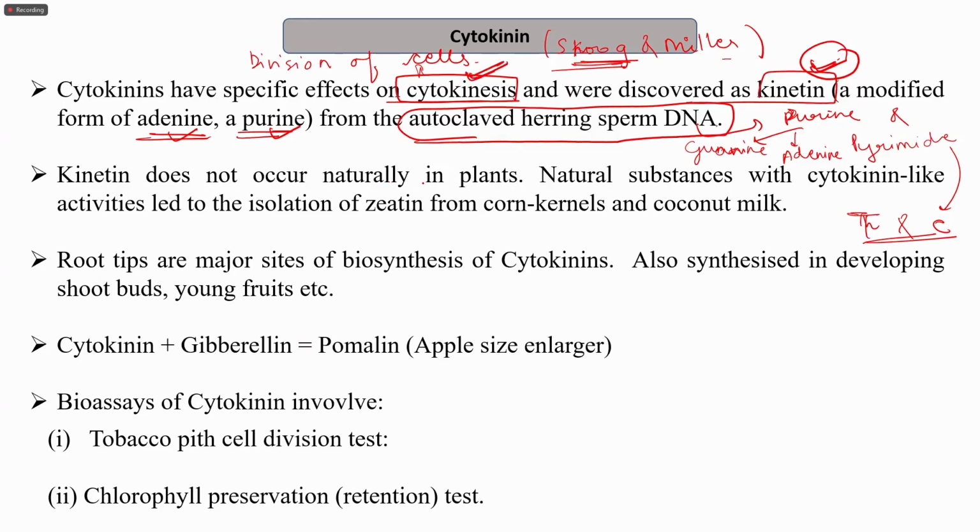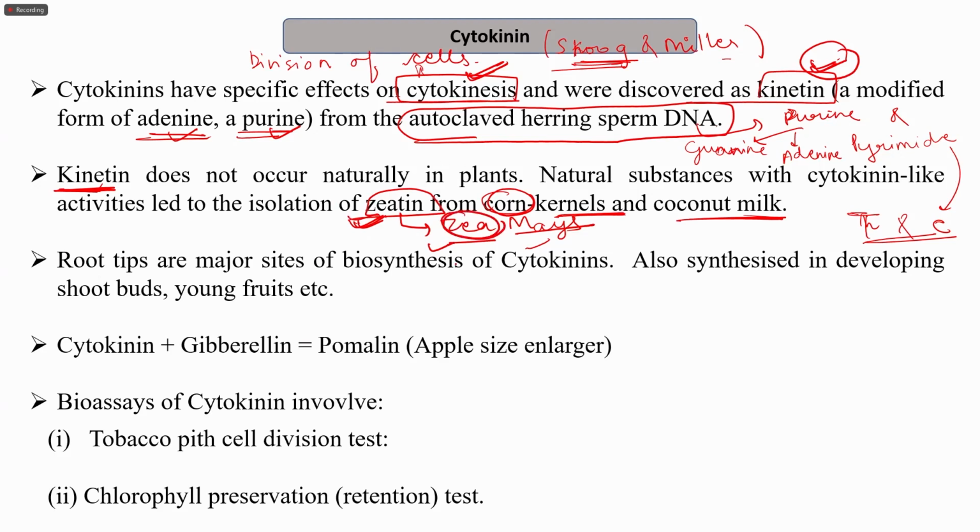So kinetin does not occur naturally in plants. Natural substances with cytokinin-like activities led to the isolation of zeatin. Kinetin is not a naturally occurring cytokinin or PGR in plants, but the naturally occurring cytokinin in plants is zeatin, which was first isolated from Zea mays, that is corn. It was first isolated from corn kernels and coconut milk, and it was named zeatin based on the substance from which it was isolated.